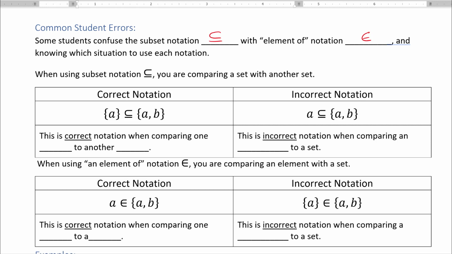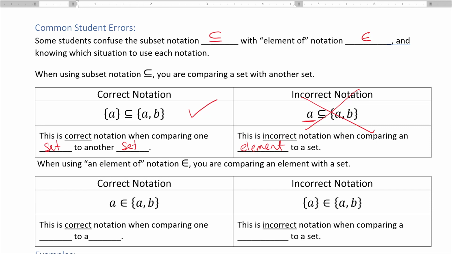So we have set A is a subset of the set of A and B. This is correct notation when comparing one set to another set. So this is correct, okay? Incorrect notation would be A is a subset of the set of A and B. Notice that this A doesn't have any set notation around it. So this is incorrect notation when you're comparing an element to a set. So I'm going to put a big old fat X through that. You don't want just an element being a subset of a set.